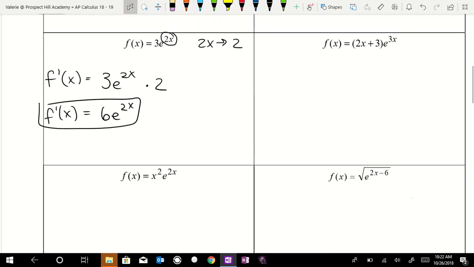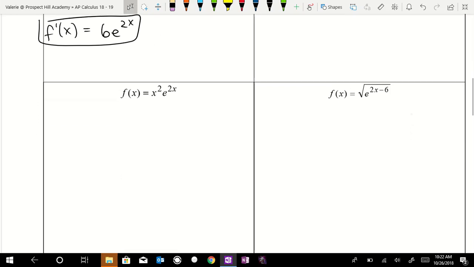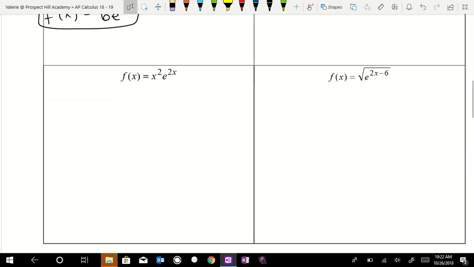And then our last problem on this page is x squared e to the 2x. So for this problem, we have to use product rule in order to figure out that x squared times e to the 2x. Those are our two separate functions. So this is function number 1, and function number 2.